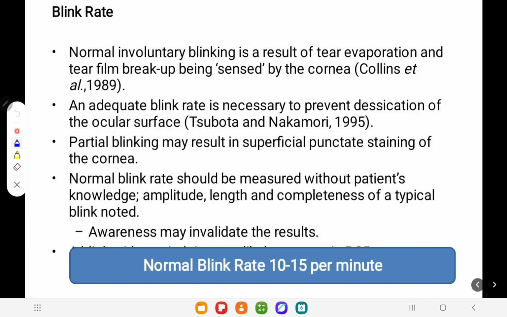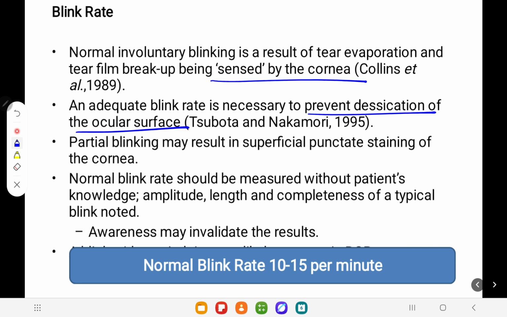Another important point: what is the blink rate and why do we have to measure the blink rate in the preliminary examination of contact lenses? Normal involuntary blinking is a result of tear evaporation and tear film breakup being sensed by the cornea. That's why we normally blink. An adequate blink rate is necessary to prevent desiccation of the ocular surface. That's what we have to know.